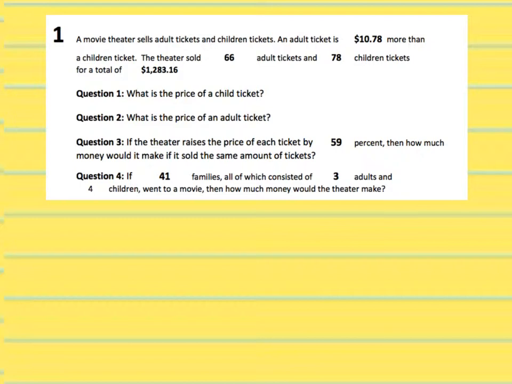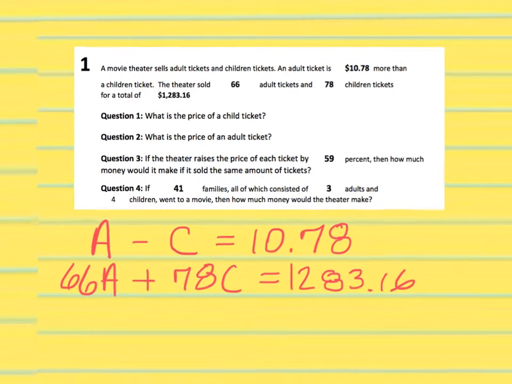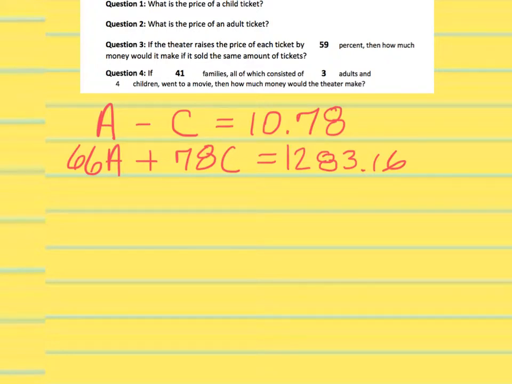So in this case, we have one ticket that is $10.78 more than the other ticket, and in this case, it's going to be an adult ticket. Oh, that's way too big of a marker. So let's get rid of that and go here. The adult ticket minus the children's ticket is going to give us $10.78. And then if the theater sold 66 adult tickets and 78 children's tickets, that should equal $1283.16.